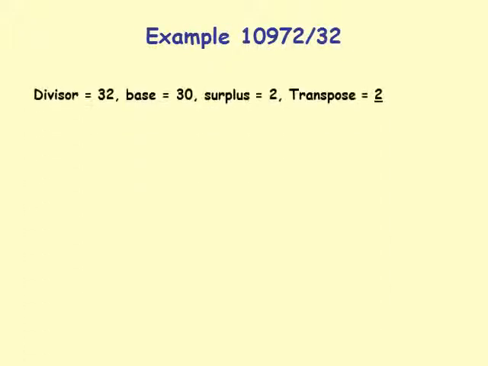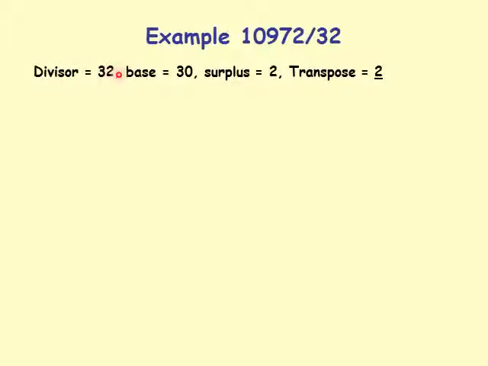Let's do an example: 10972 divided by 32. Let us continue. Divisor is 32, base is 30, surplus is 2. Okay, 30 is a proportional base number and 2 is the surplus of 32 from 30. Transpose is negative 2. Let us continue.